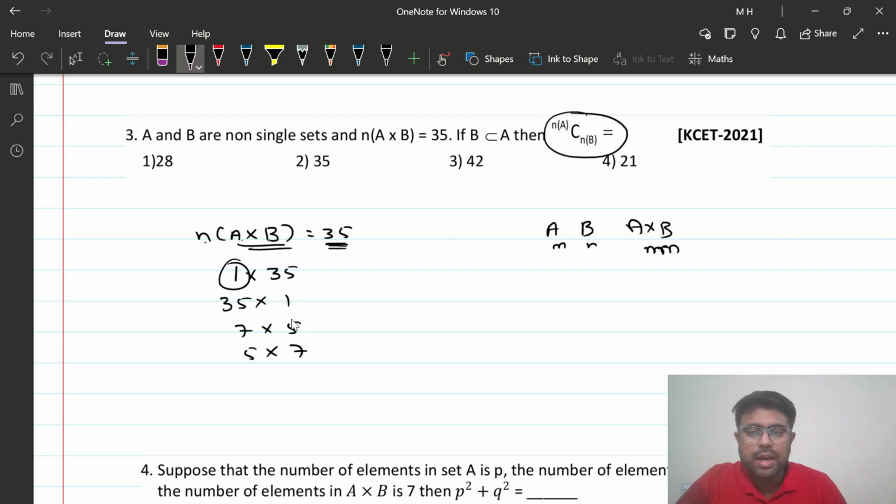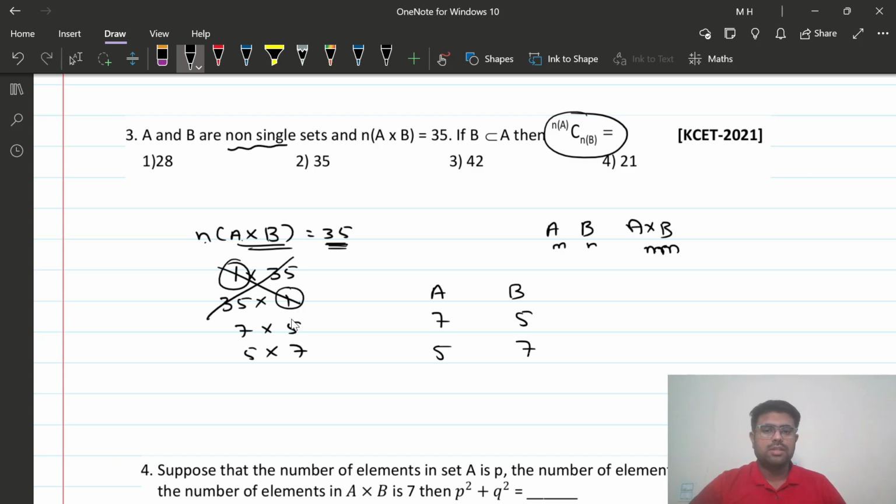Since here A has one element or here B has one element, and they are saying that these two are non-singleton sets, these two are ruled out. So now the only possibility is either A can have 7 and B can have 5, or A can have 5 and B can have 7. So this is the only possibility that I have.